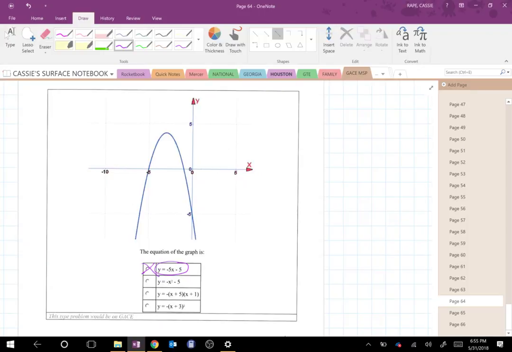Okay, the next thing I'm looking at is this. It appears that it hits at -5 and also at -1. That would mean that it's got to have x minus -5 and x minus -1. Here's where you find those numbers, -5, -1, because it's always the opposite of the solutions. So it should have x plus 5 and x plus 1 in it, and ta-da, that's it. It's got to be C.